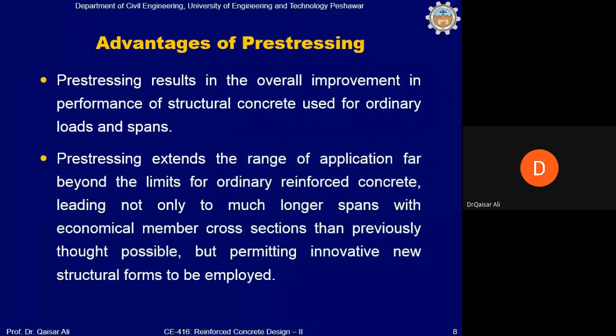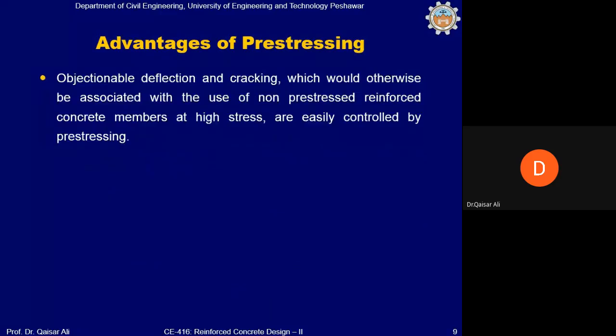Tensile stressing can also be completely eliminated. With more economical member cross sections than previously thought possible, innovative new structural forms are also possible. Objectionable deflection and cracking, which would otherwise be associated with the use of non-pre-stressed reinforced concrete members at high stress, are easily controlled by pre-stressing.